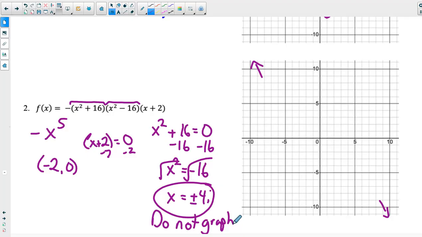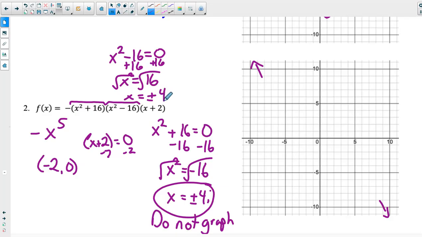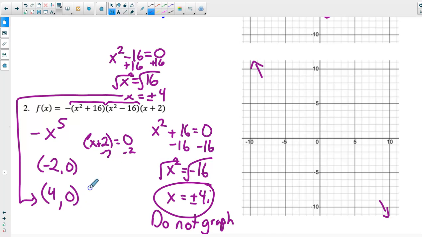Now, I do need to look at this one. So x squared minus 16 equals 0. This one's nice because when I add 16 to the other side, I'm now taking the square root of a positive number. So when I take that square root, I get x equals plus or minus 4. You've been doing that now for a whole chapter. You've actually been doing that for a lot longer. So this tells me that I actually have 3 zeros.